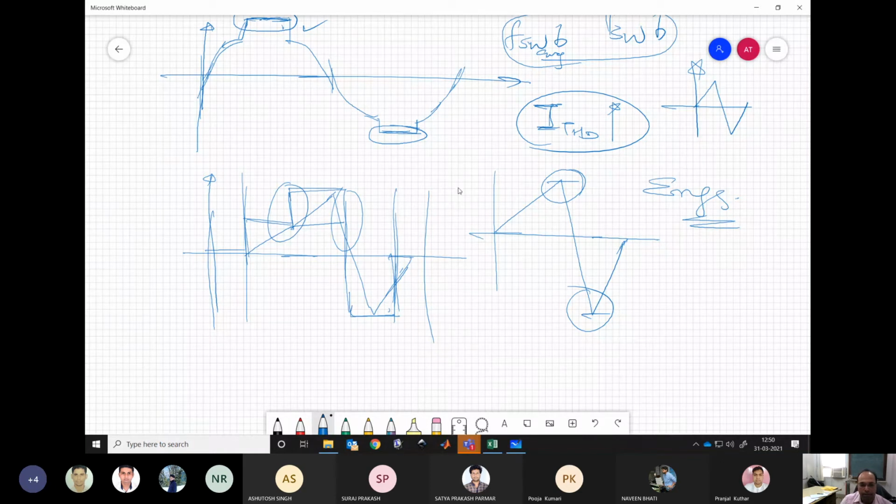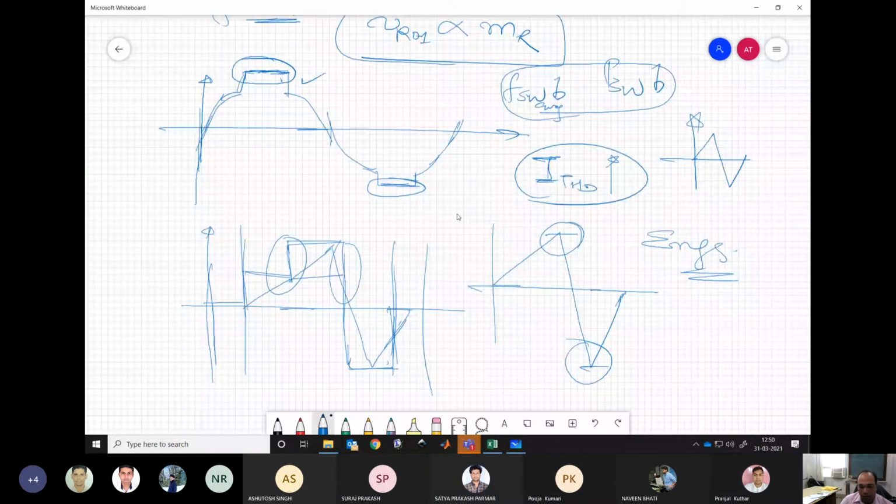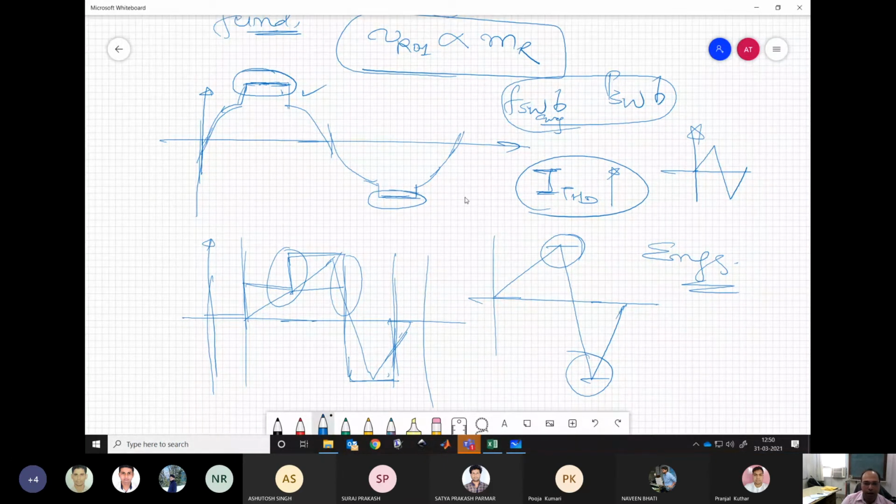Understanding my point? Yes, sir. That is where we need to do some kind of optimization. So how much reduction is good so that we do not compromise too much on the current ripple or current THD part? So these are the things which we need to have while doing this clamping, and where to do the clamping.